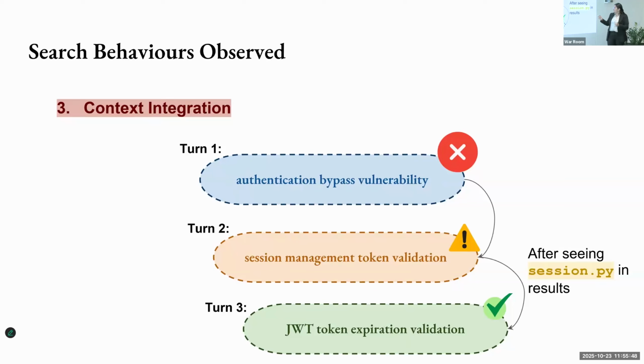Third is context integration, something that it's doing because it's an agentic system at this part. It is interacting with the responses it's getting. It's thinking its way through it. It's searching and it's creating much more refined and precise hypotheses towards its end goal. We notice over here that after seeing session.py in turn 2, in one of its hypotheses, it changes its direction to JWT token expiration validation, where we see it's not only integrating context, but it's also integrating all kinds of knowledge and thinking processes into its process.